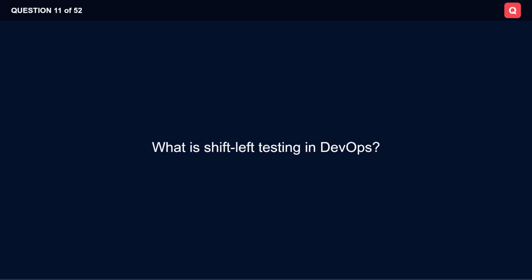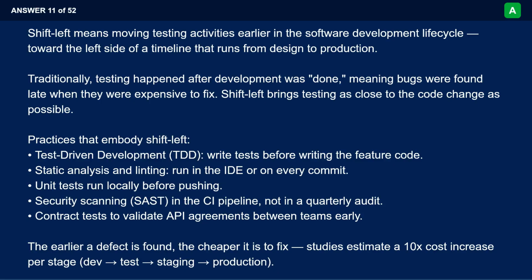What is shift-left testing in DevOps? Shift left means moving testing activities earlier in the software development lifecycle, toward the left side of a timeline that runs from design to production. Traditionally, testing happened after development was done, meaning bugs were found late when they were expensive to fix. Shift left brings testing as close to the code change as possible.